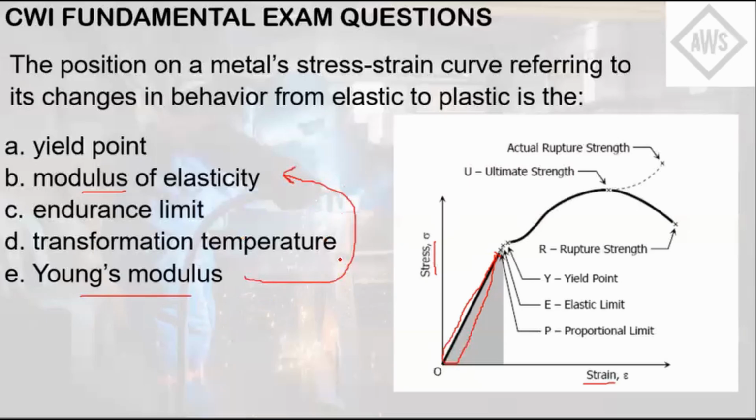So the answer here is the point where the material changes from elastic to plastic, the yield point right here. So the yield point is where the material changed from elastic to plastic. Meaning if the load experienced by the material exceeded the yield point, it will no longer return to its original form, thus the plastic deformation here. So the answer in this question is letter A, yield point.